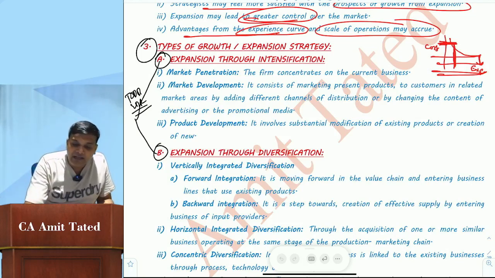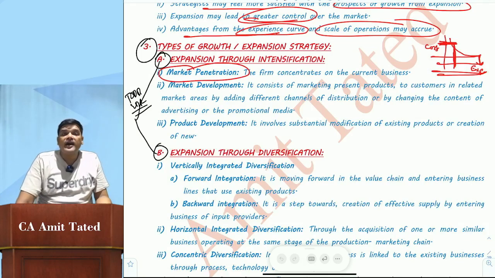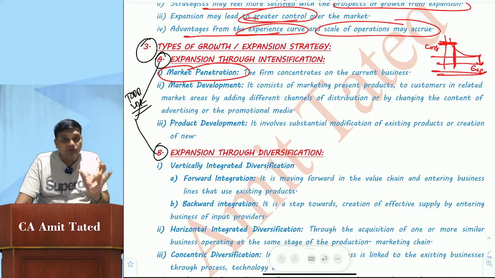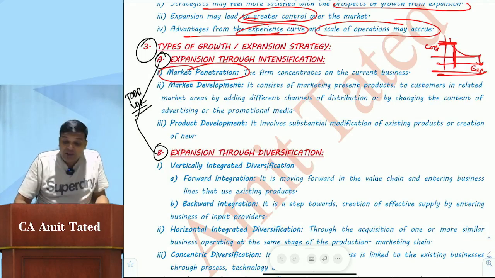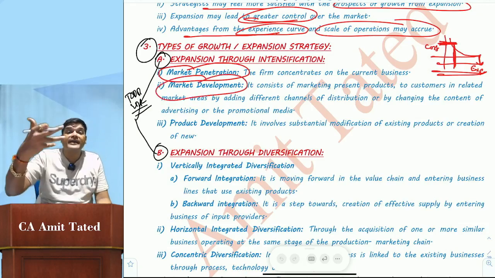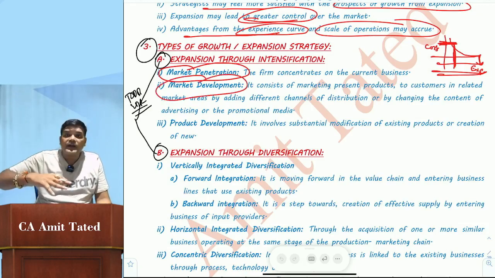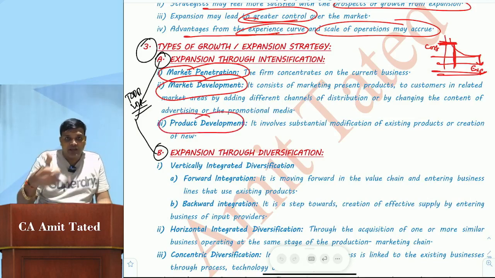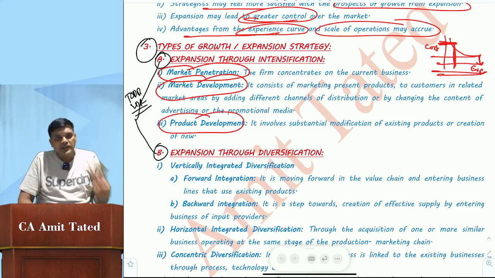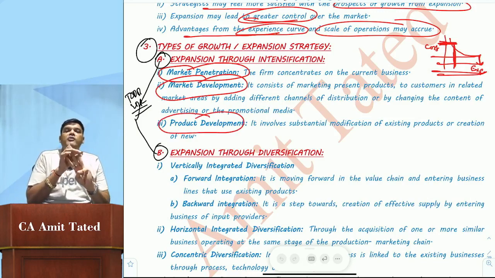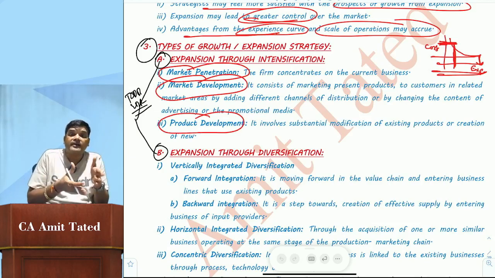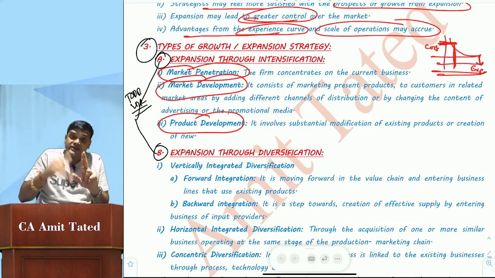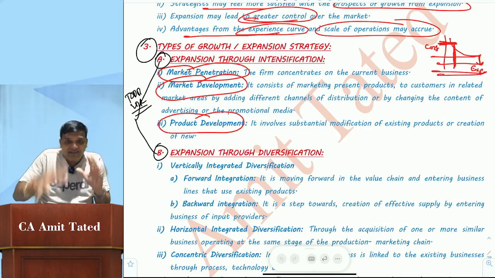Market penetration. Everybody clear? Existing product, existing market. Market development. Please understand, market development: new market, existing product. My existing product, I will go with a new market. And product development: new product, but in existing market. So three concepts are there: market penetration, market development, product development. Market penetration, existing product, existing market. Market development, new market, existing product. And product development means new product, existing market.